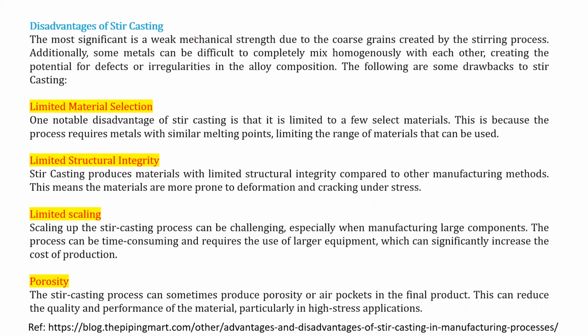And as I said, it also has some disadvantages or limitations, like limited material selection. We cannot use all types of material in this process. There are limitations in the selection of matrix and reinforcements. The biggest problem in composite materials is that if you mix two materials with an extreme density difference, there is a problem of settling down or agglomeration of the reinforcement particles. So before going for material selection, we should keep in mind the density, the melting point, and all of these factors.